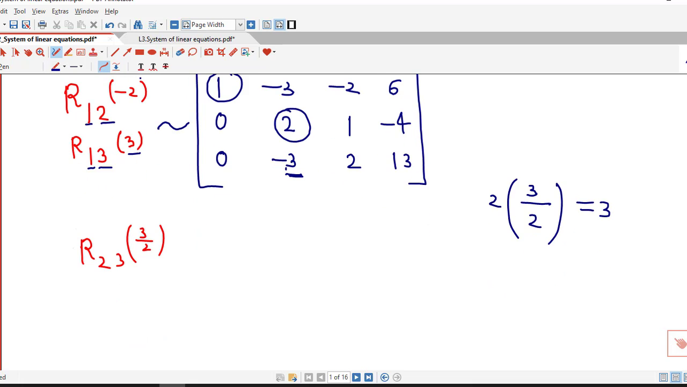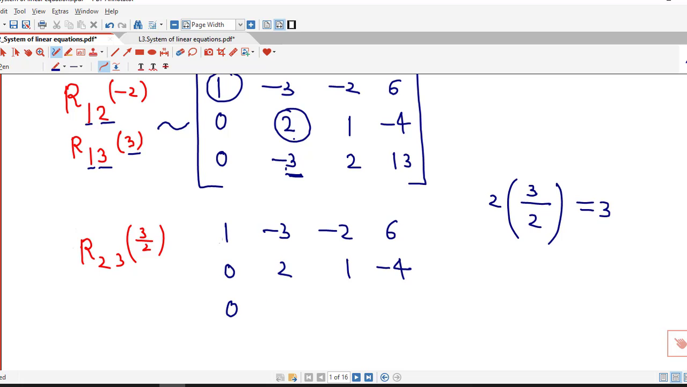So third row will change, first and second rows remain as it is. So we write 1, -3, -2, 6. First row remains as it is, 1, -3, -2, 6. Second row remains as it is, 0, 2, 1, -4. Here we multiply second row by 3 by 2 and add in third row.